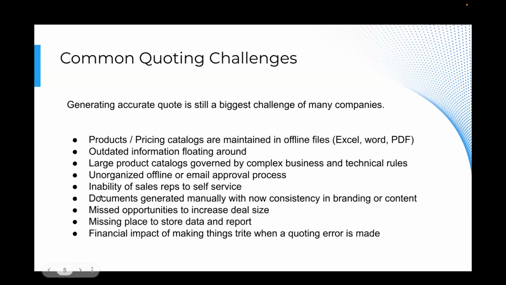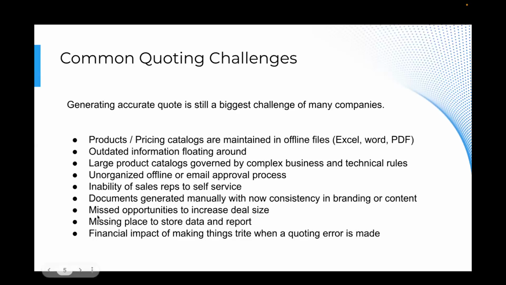Then, documents generated manually with low consistency in branding or content. Now, if we are generating documents manually using Word or any other tools from Google, then what could happen? There can be some inconsistencies between two documents. Like there can be font changes, font style changes, image size changes, table size changes between two documents. So we cannot say an offline document will be 100% consistent. We can find n number of discrepancies between document 1 and document 2.